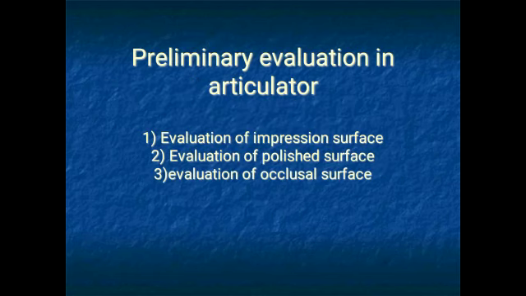Preliminary evaluation in articulator: evaluation of impression surface, evaluation of polished surface and evaluation of occlusal surface. The occlusal surface should be free of wax and the gingival margin of the teeth should be carved out properly. The impression surface should be checked for adaptation. It should be free of projections. The polished surface should be free of any voids and be in harmony with tooth contour.